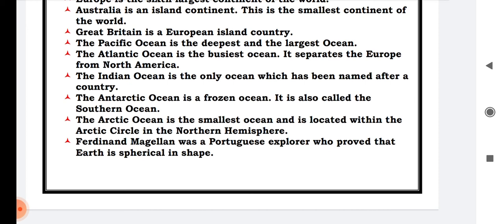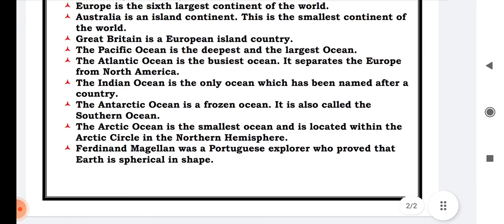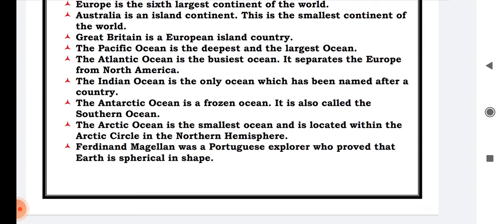Let us talk about the oceans. The Pacific Ocean is the deepest and the largest ocean. The Atlantic Ocean is the busiest ocean. It separates Europe from North America. That means a lot of business is being done with the help of this Atlantic Ocean, because it is the busiest ocean.